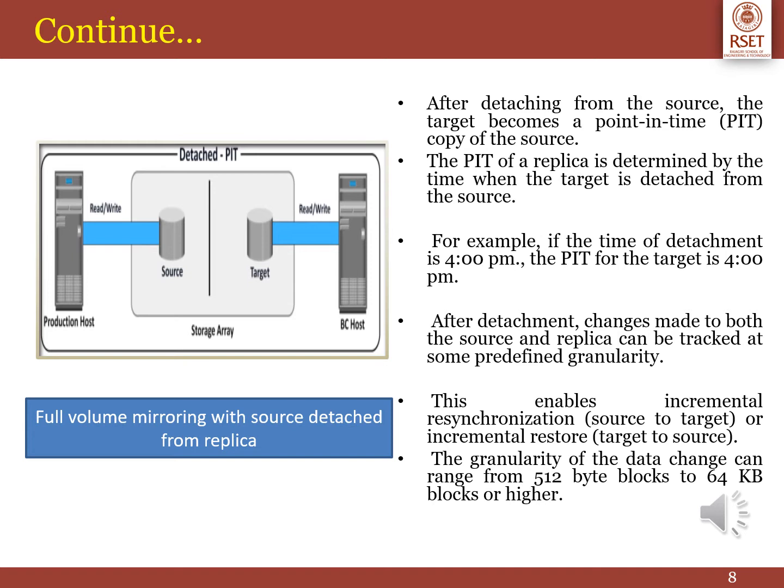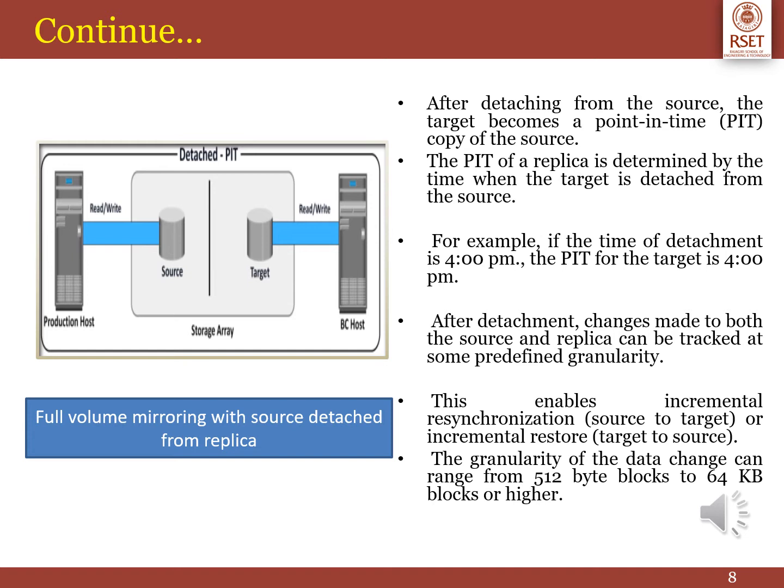The point-in-time of a replica is determined by the time when the source is detached from the target. For example, if the time of detachment is 4 p.m., the point-in-time of the target is 4 p.m. After the detachment, changes made to both source and replica can be tracked at some predefined granularity. This enables incremental resynchronization or incremental restore. The granularity of the data change can range from 512-byte blocks to 64 KB blocks.